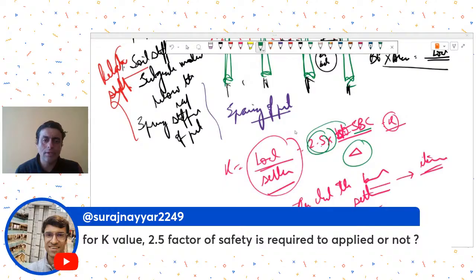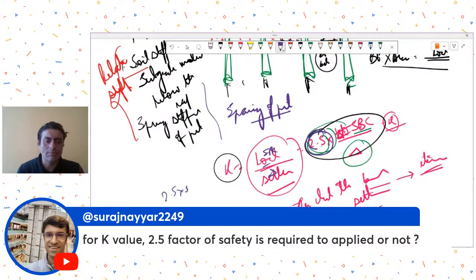Then you again have to check the actual settlement and the bearing pressure that you are getting below your raft. If those are not matching with your assumed results, you go back, change the K value, apply the new K value, and run the analysis again. This has to go on until convergence is achieved. Whatever your starting point, some people start with SBC upon delta, you may start with 2.5 into SBC upon delta. You need to reiterate and you will reach the same final value. Understood?